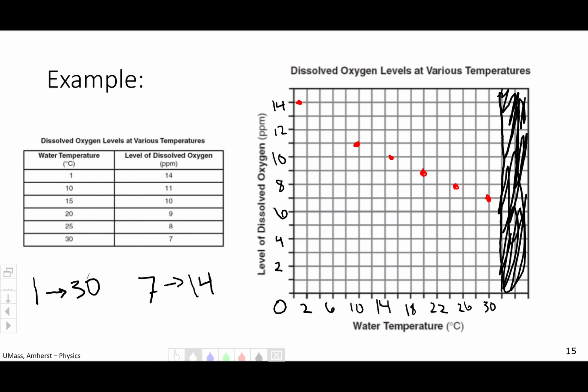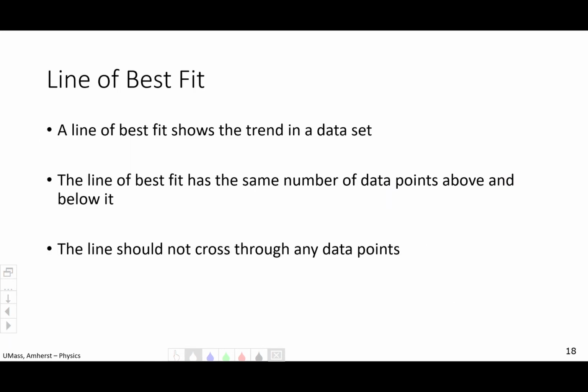So they're nice, pretty data points. They look like they're in a pretty straight line. But let's talk about the next thing we're going to have to do for graphing, and that is a line of best fit. So a line of best fit shows the trend in a data set. Hopefully everything that we do will end up in a straight line. We generally try not to deal with any sort of curves, quadratic functions, parabolas, things like that, sine waves, or sine functions. So the line of best fit should be a line, ideally.